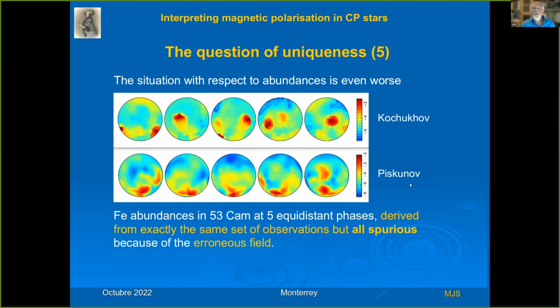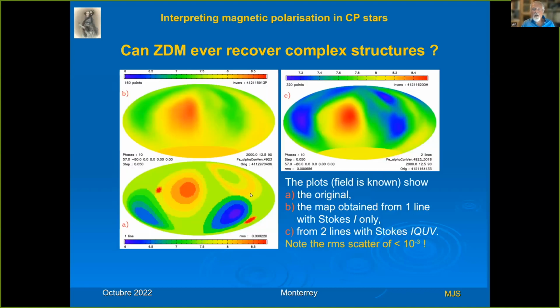And the worst of all, if you look at 53 CAM and the ion abundances derived from exactly the same set of observations, but of course all spurious because of the field that's neither force-free nor divergence-free. And this from the same group, Kochukov and Piskunov, both in Uppsala. There's nothing in common. But they got satisfactory fits to the profiles.